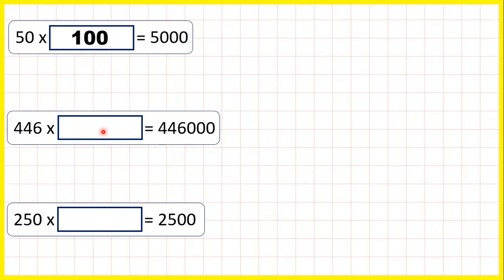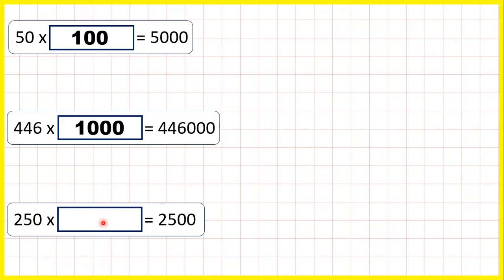446 times what is 446,000? Well, with 446,000, we have 446, so the number we started with, but then with three zeros on the end. And we know that when we multiply by 1,000, if it's a whole number, we can just put three zeros on the end. So our missing number is 1,000.